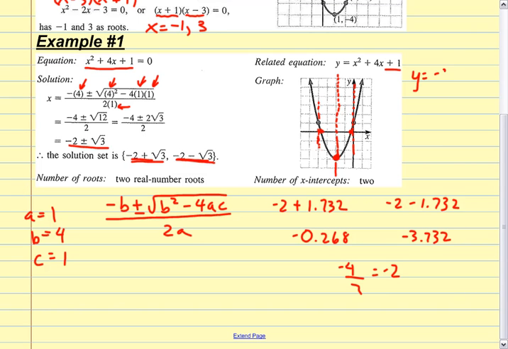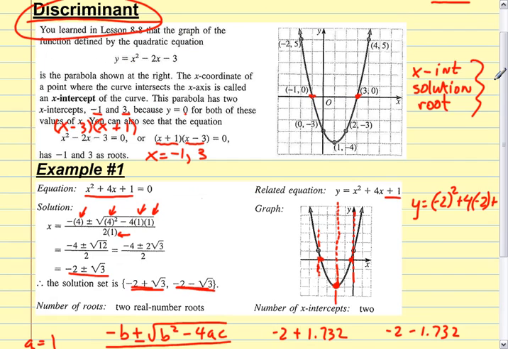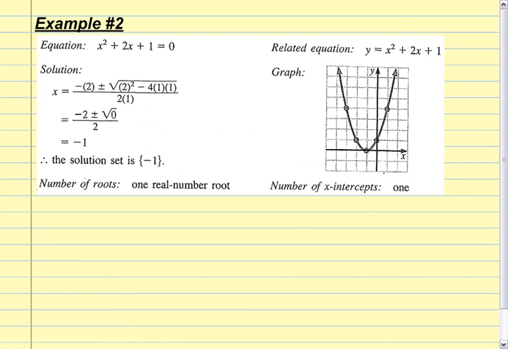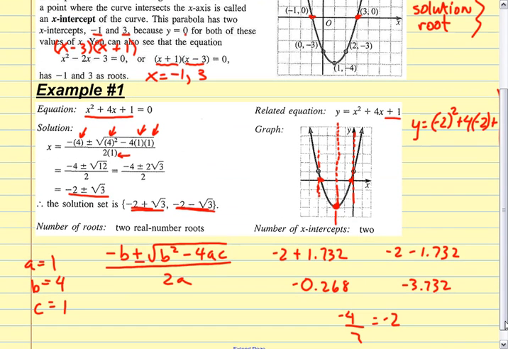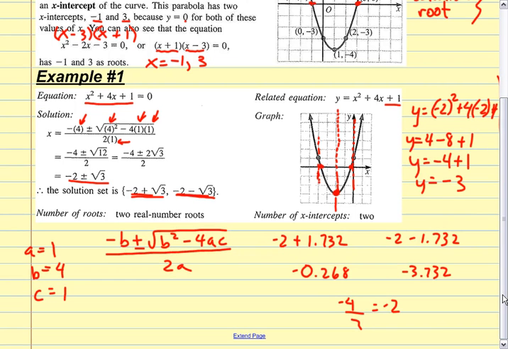Y is equal to negative 2 squared plus 4 times negative 2 plus 1. Okay. Plus 1. All right. So that's going to be y is equal to 4 minus 8 plus 1. Y is equal to negative 4 plus 1. Y is equal to negative 3. So now I know what the vertex is too. It's negative 2, negative 3.